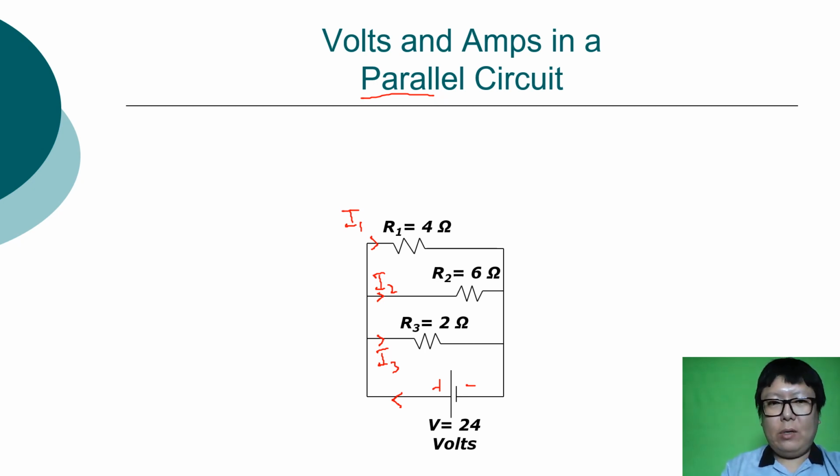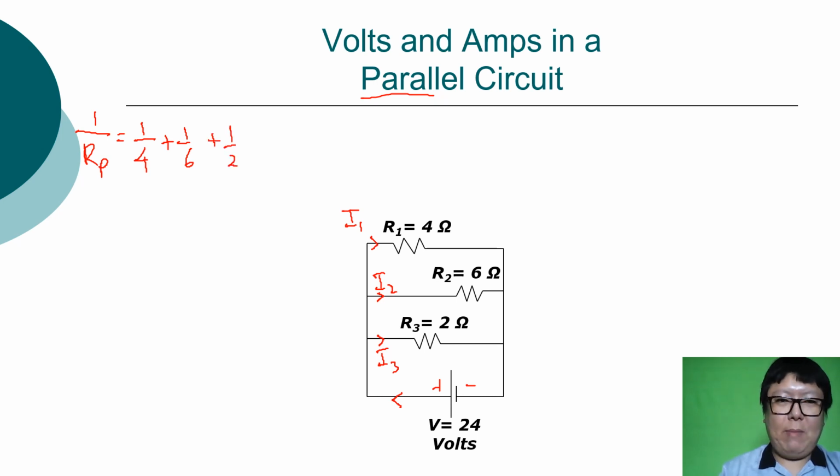Of course, the first thing that you do is you have to count the R total, or 1 per R parallel, equal to 1 per 4 plus 1 per 6 plus 1 over 2, and you can make the denominators 12. So this is 3 plus 2 plus 6, so the answer is 11 per 12.